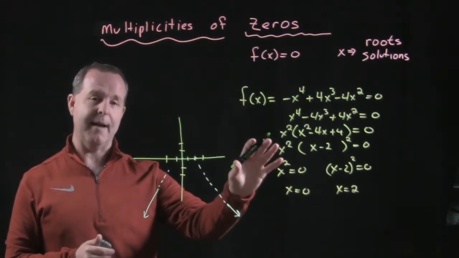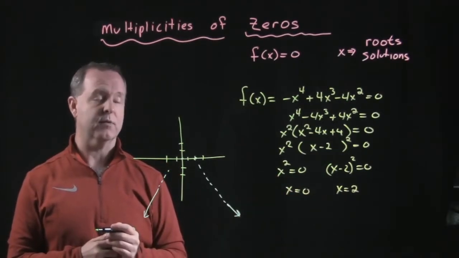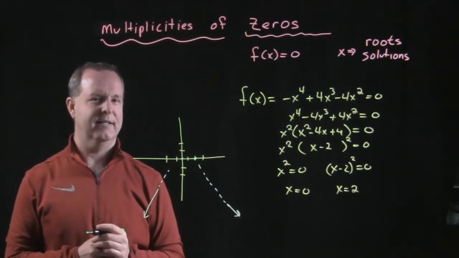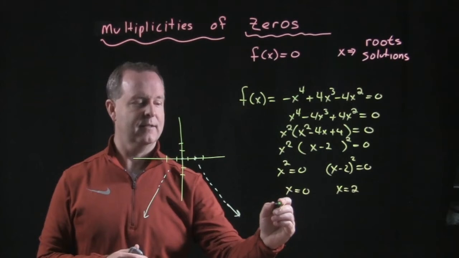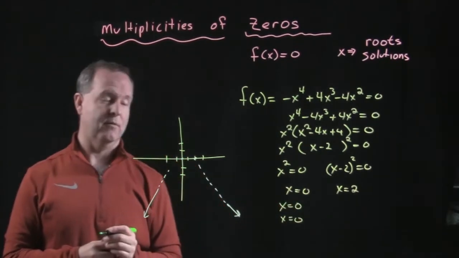So remember this example we did? We got x equals 0 and x equals a positive 2. Well, that's not exactly what we got. We really got, in this one, two x's. So x equals 0, and I have another x equals 0.